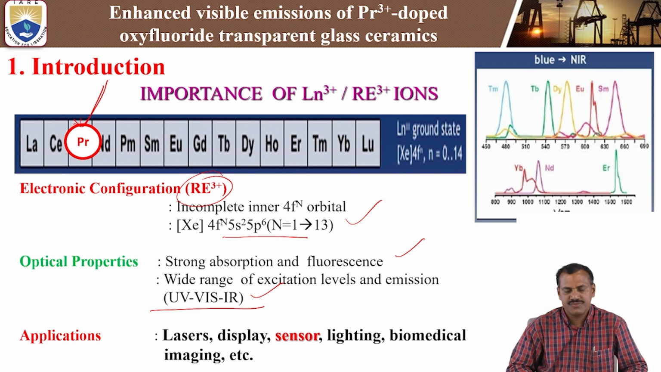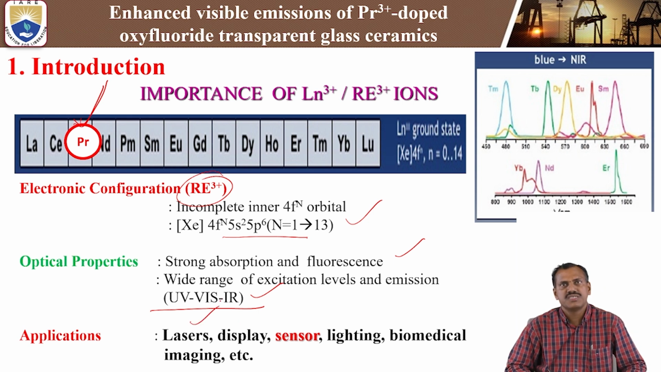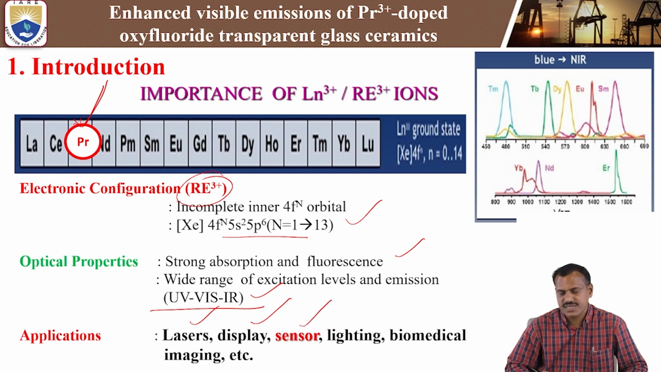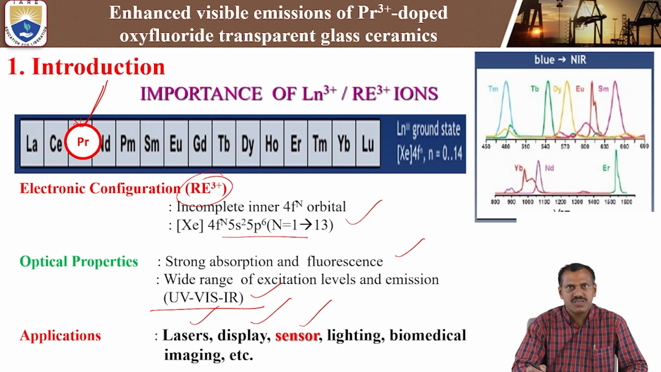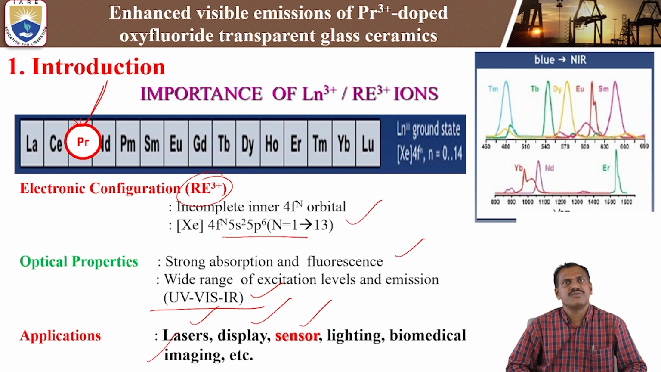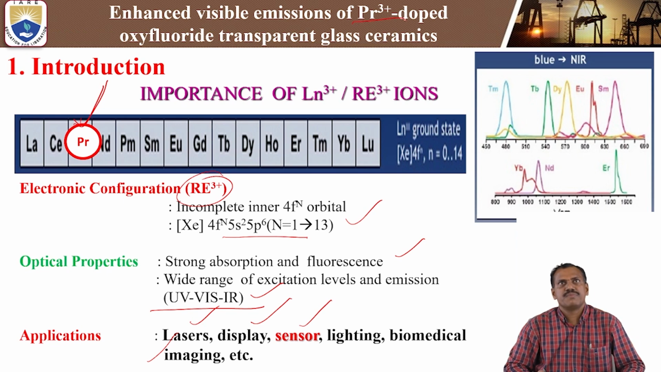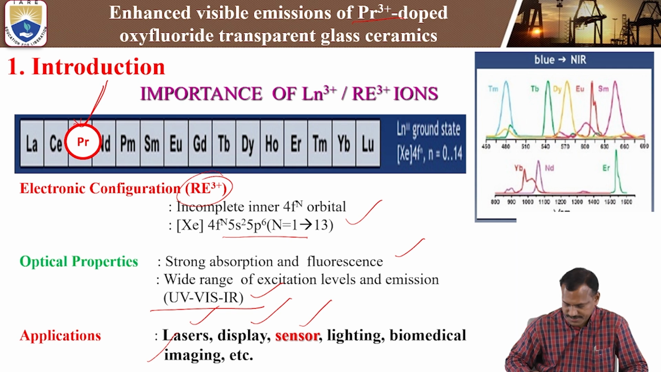What are the important applications of rare earth or lanthanide doped elements? They are useful for photonic applications, including lasers, displays, sensors, light emitting diodes and lighting, and also medical purposes and biomedical imaging systems. So there are many kinds of applications. In our present study we are studying praseodymium 3+ ions, that is, praseodymium 3+ doped oxyfluoride transparent glass ceramics.